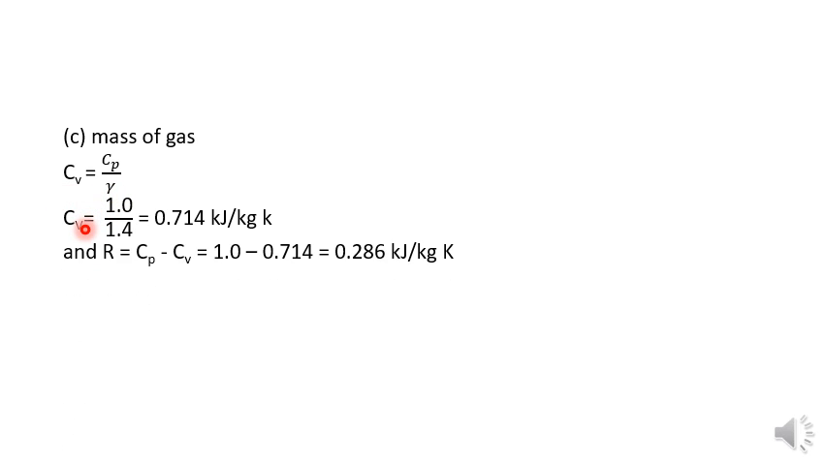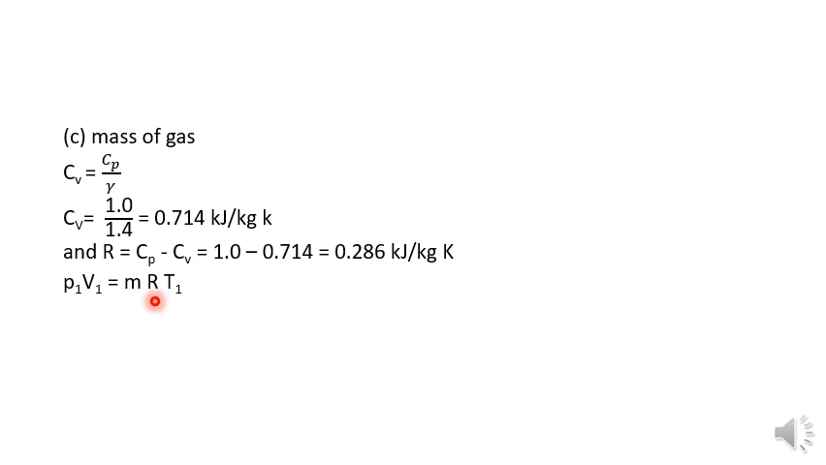Oh, so part C is also there. You have to calculate the mass of the gas also. How will you calculate the mass of the gas? Here they gave the Cp value and Cv value. So by using the relation of specific heat, gamma is equal to Cp by Cv, we will get the Cv value, and we know the R value also, Cp minus Cv is equal to 0.286.